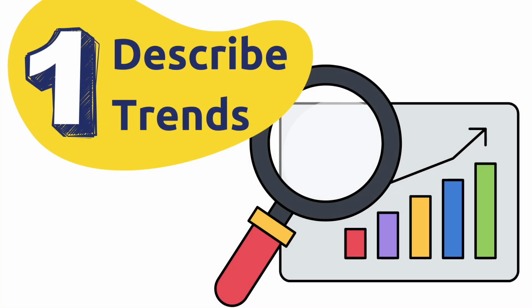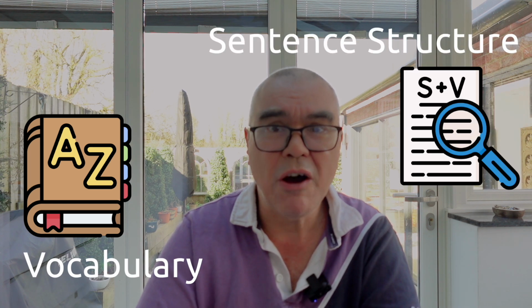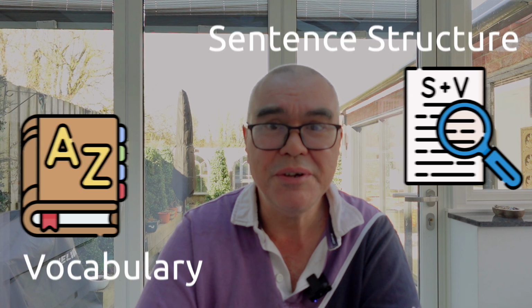Let's get started. Micro skill 1 is describing trends. By trends, I'm talking about writing about data where what is going up or what is going down. In terms of describing trends, there are 2 things you need to know. Firstly, you need to know the vocabulary for describing trends, and then you also need to use that vocabulary in the correct sentence structure.